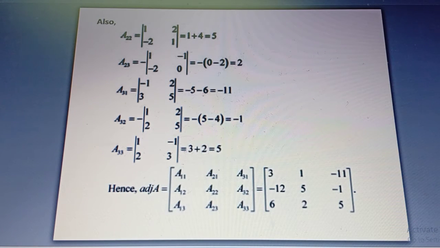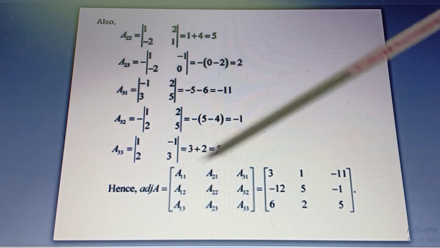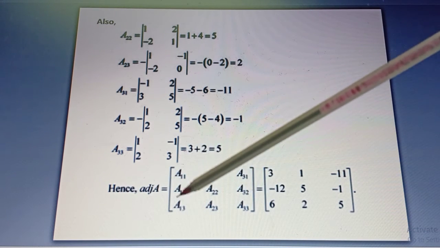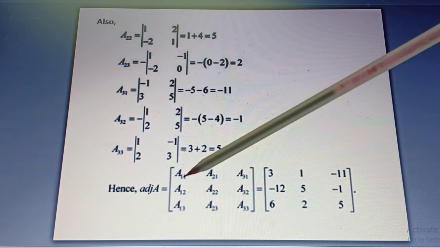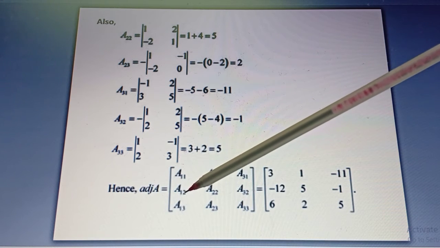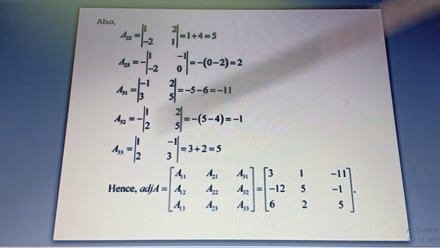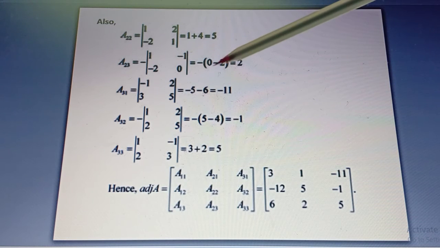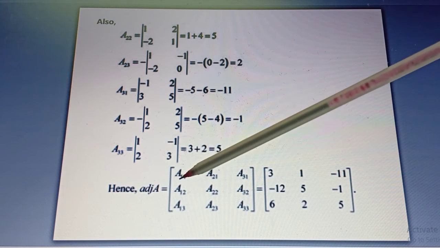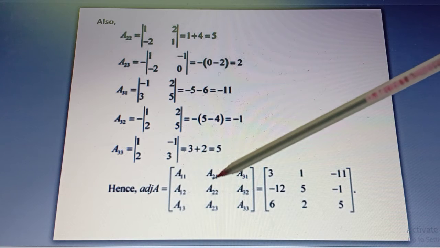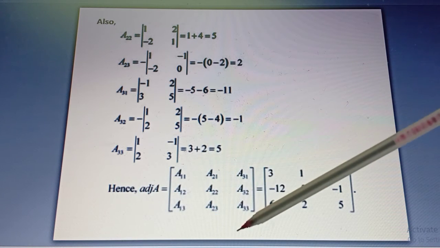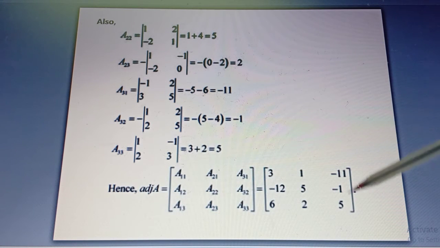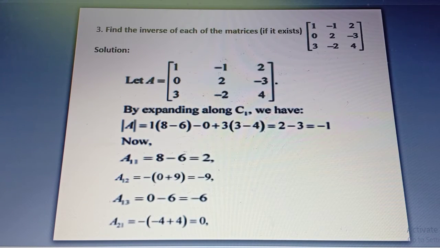Students, I have already given you the formula for how to find the adjoint of A. This matrix is the transpose of the cofactor matrix because A11, A12, A13 were the cofactors of the first row, and now they become the first column. Similarly, this is the second column, third column. After putting in the values, we will get the adjoint of the given matrix A. So I hope students all of you understood.